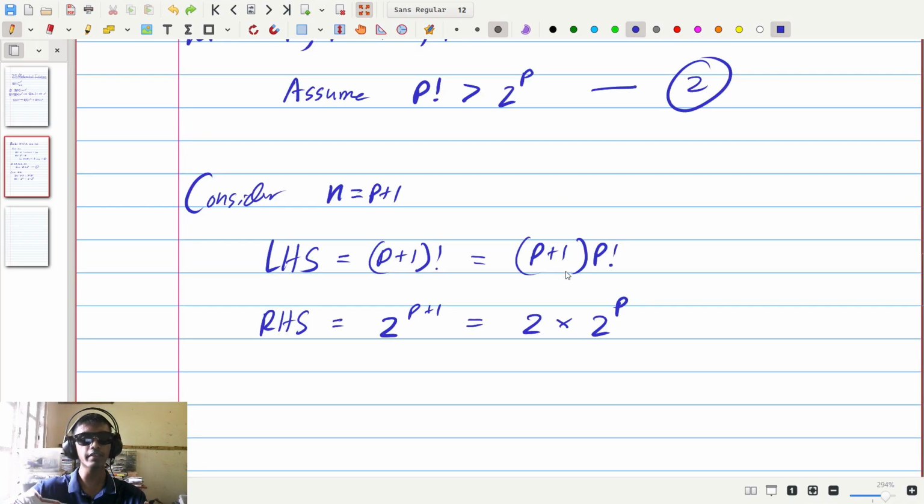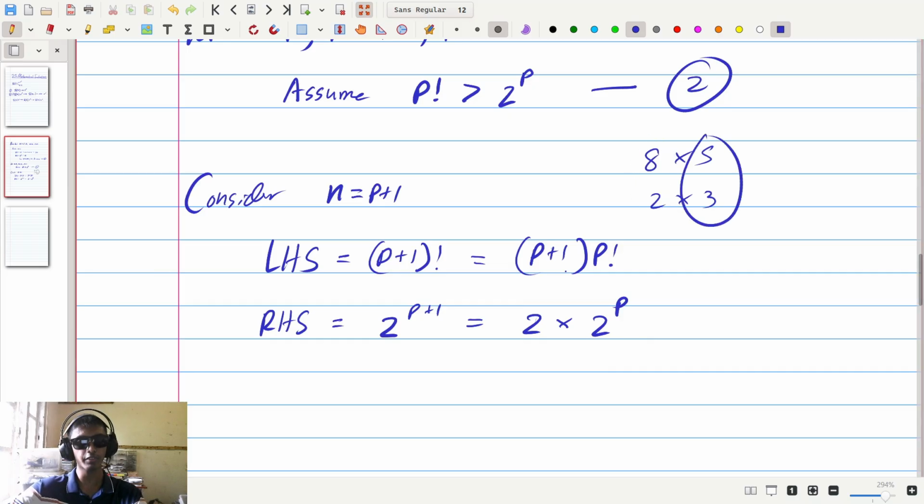What we know from our previous step is that this value here is bigger than this value. What we're going to do now is to show that this value p plus 1 is greater than 2, and then we have a bigger number here, as in this number p plus 1 is bigger than 2, and then multiply that by another bigger number p factorial which is greater than 2 to the power of p. So then what we're going to do is use the logic that here we have two bigger numbers being multiplied by themselves, which is definitely going to be bigger than two smaller numbers multiplied by themselves. Something like 8 times 5 is definitely going to be bigger than 2 times 3, since 8 is bigger than 2 and 5 is bigger than 3.